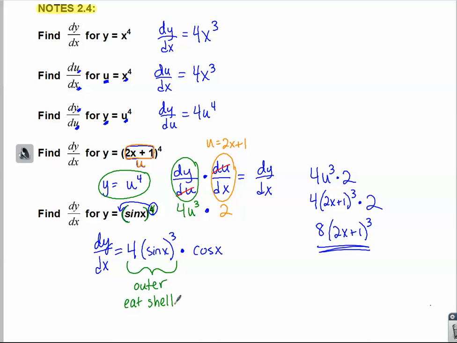Taking the derivative is like eating in this analogy. Once we do the outer part, which is the exponent out in front, reduce the exponent by 1, we're not touching the inside at all. Then we eat the shell. Now we get to the good stuff. Now we get to the chocolate. So we take the derivative, or we eat the inside, and the inner is eating the chocolate. That's called the chain rule.